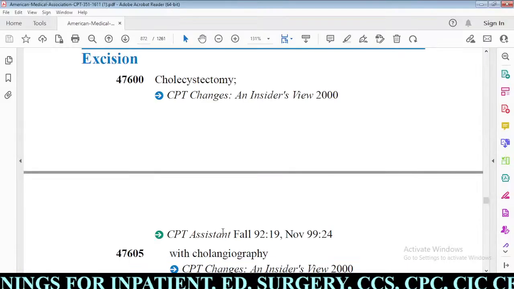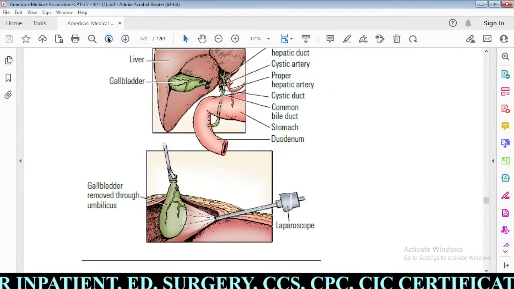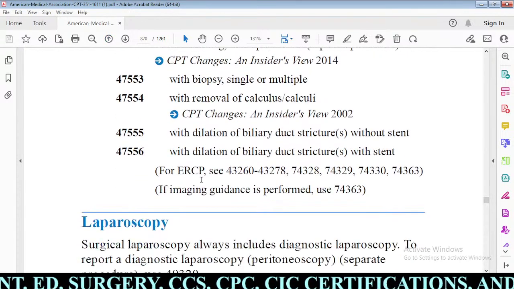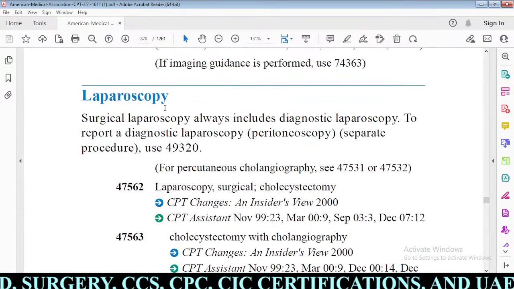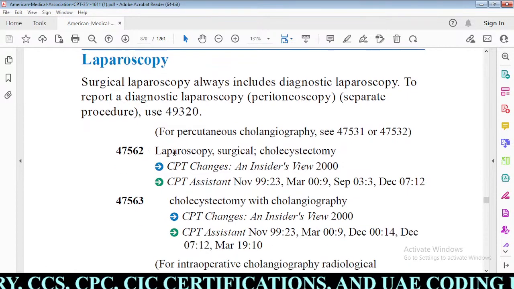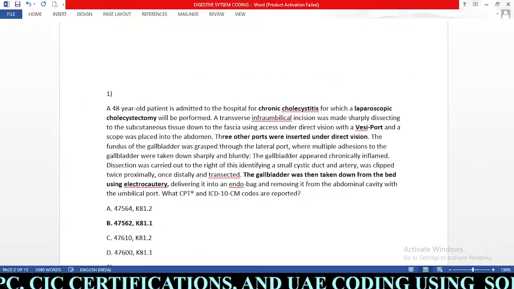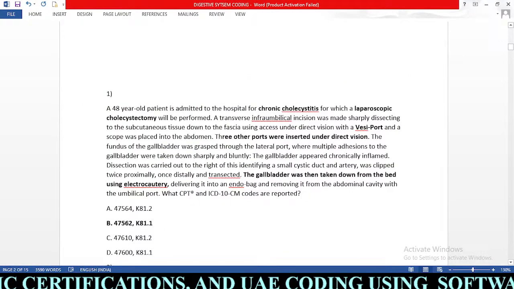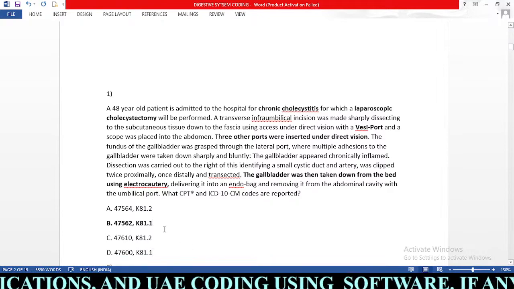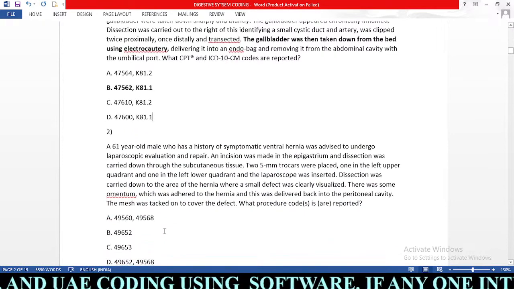So 47562 is for, we will check here directly. See here, laparoscopy. So laparoscopic procedure here, 47562 laparoscopy surgical cholecystectomy. Based on our documentation, the physician has performed laparoscopic cholecystectomy, so we need to code B. 47562 is the answer. So we will go ahead with the next one.